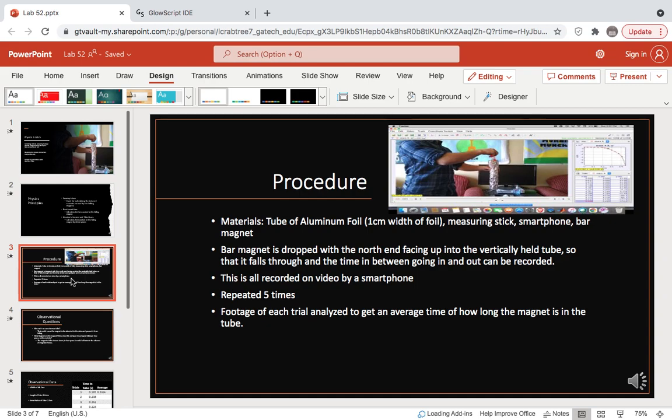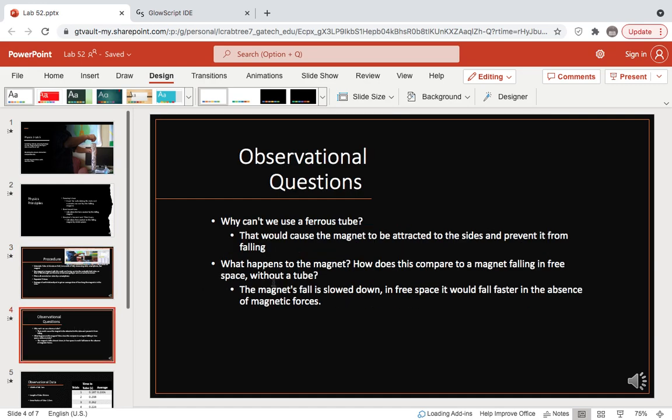The way I analyzed the footage was using the Tracker app and analyzing frame by frame in order to find the times. So, now here are some questions for clarification.